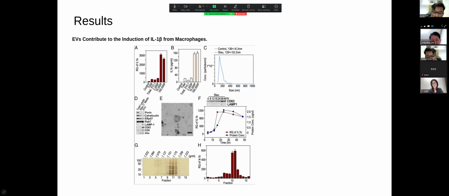And when it was checked for the specific density, the major fractions were found between 1.15 and 1.17 gram per ml, and it was also confirmed that these fractions were successful in inducing interleukin 1 beta activation in the treated macrophages.